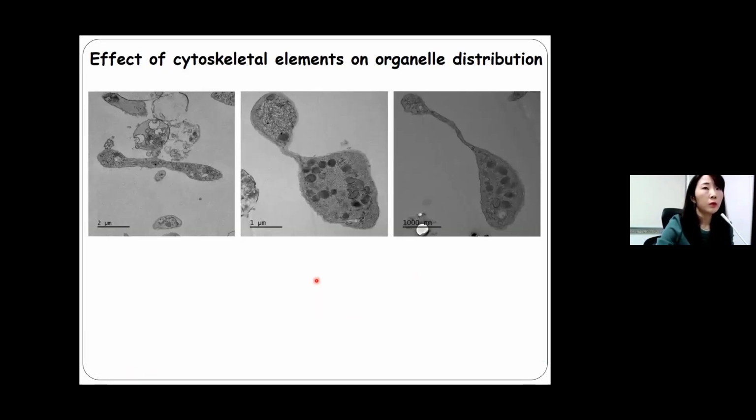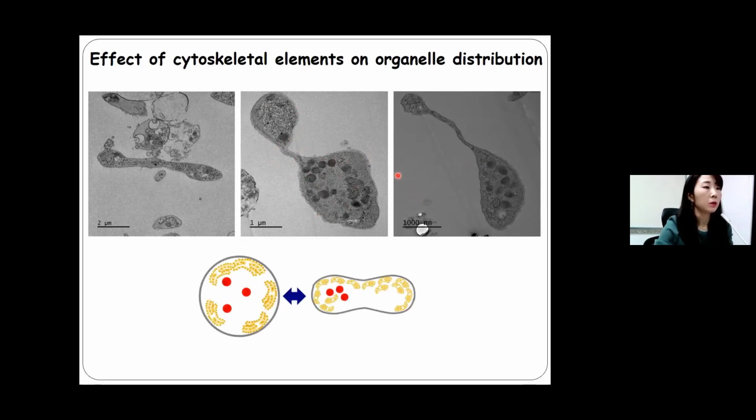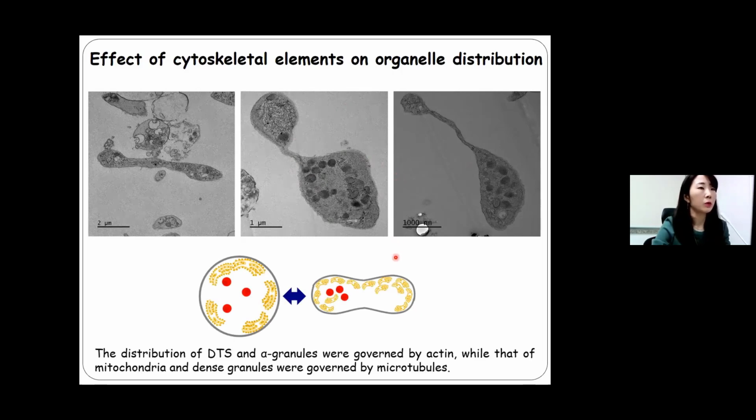We could observe the similar biased distribution in the barbell-shaped proplatelet from the EM section image as shown here. So we could conclude that the distribution of DTS and alpha granules can be governed by the actin, whereas the distribution of the mitochondria and dense granules can be governed by the microtubule.